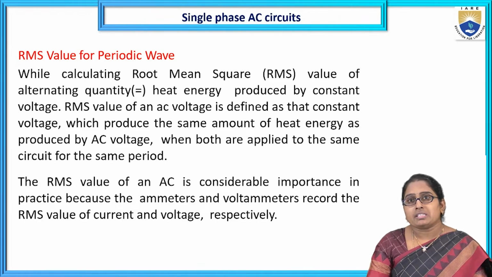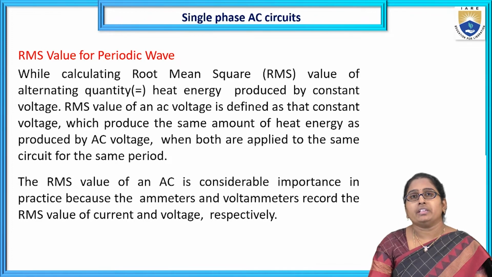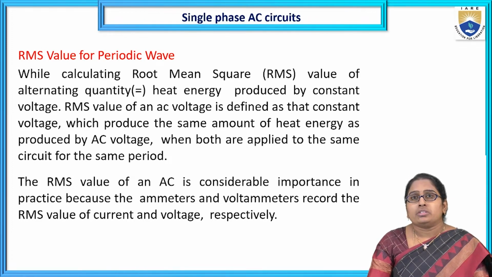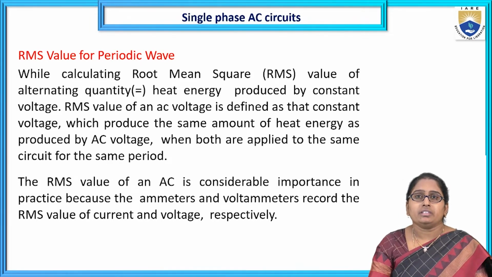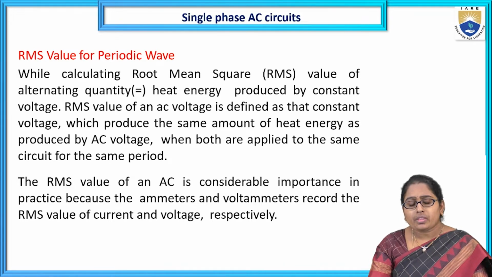So, in my last lecture, I have explained about the average value of AC signal, how to calculate the average value. So, the next one is RMS value for the AC signal. How to calculate? There are two values for an AC signal. So, now I am going to explain about the RMS value of AC signal. That means a periodic wave. So, here RMS value means root mean square value.